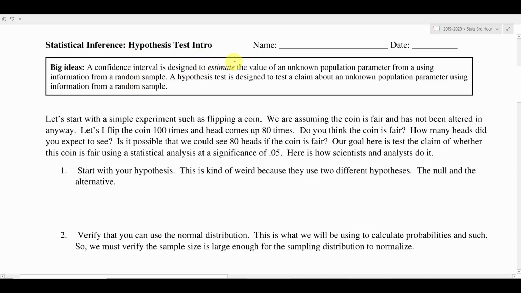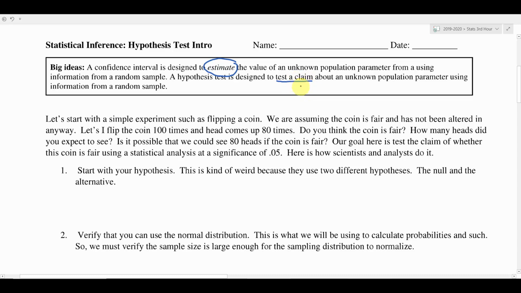Whenever you see a problem that says estimate something, that's how you know you're going to be using a confidence interval. A hypothesis test is a little bit different. It is designed to test something, to test a claim. So whenever you see a problem that says test a claim, we're going to be using this new concept called a hypothesis test. And this tests a claim about an unknown population parameter using information from a sample that we collect.